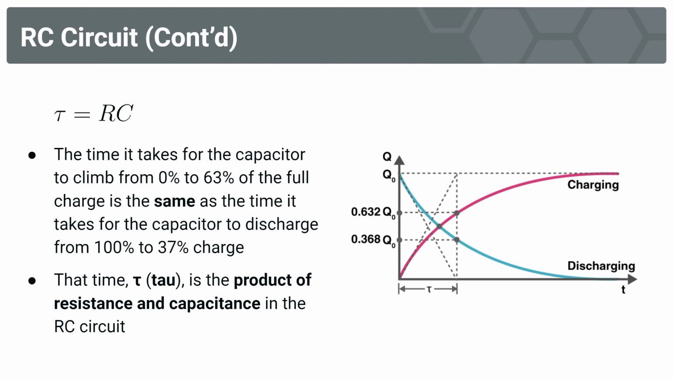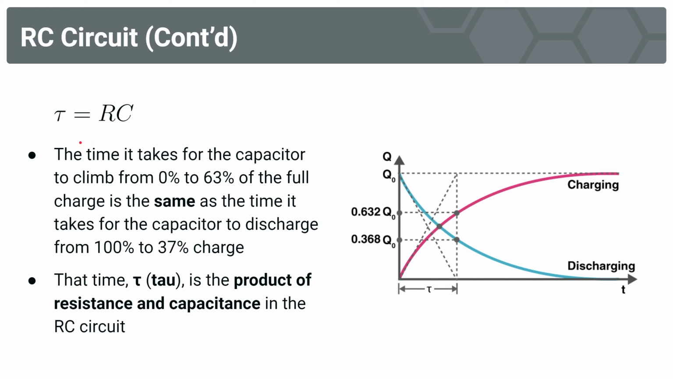Let me break this down a little bit further. Don't get freaked out. There are numbers now, but I promise it's not as crazy as you think. So we have this formula. It's tau equals R times C. Tau equals the product of the resistance and the capacitance in the RC circuit. But what is this product?